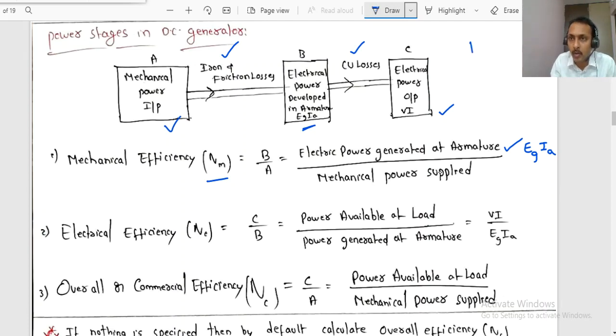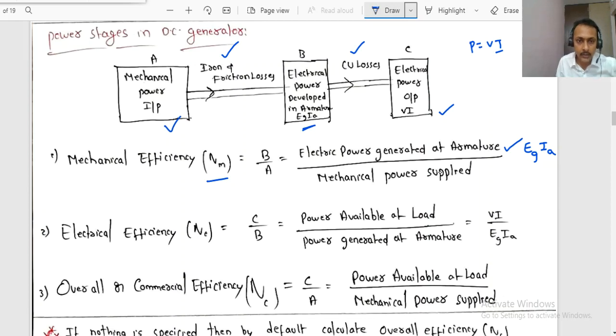As you know the formula for power, P equals VI, voltage into current. Generated voltage is Eg, current delivered by the armature Ia. Mechanical power supplied.